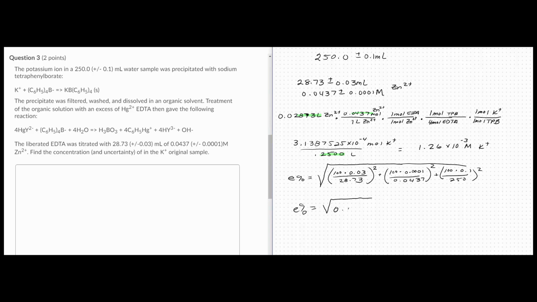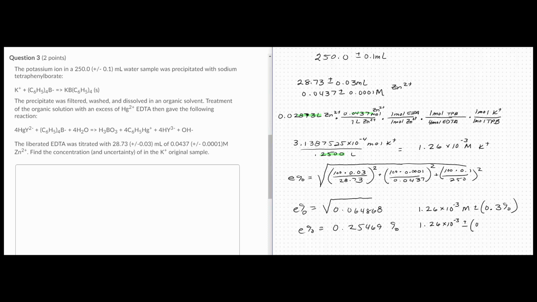Underneath the radical, I have 0.064868 and such. So I need to take the square root of that value, if I did that right. So the E% is then 0.25469. That's what I get. So the uncertainty then, we could report this as 1.26 times 10 to the negative third molar plus or minus 0.3%. Or you could report this as 1.26 times 10 to the negative 3 plus or minus 0.